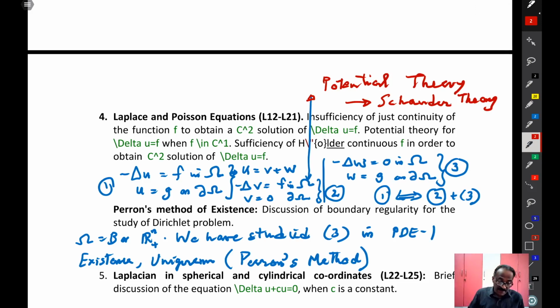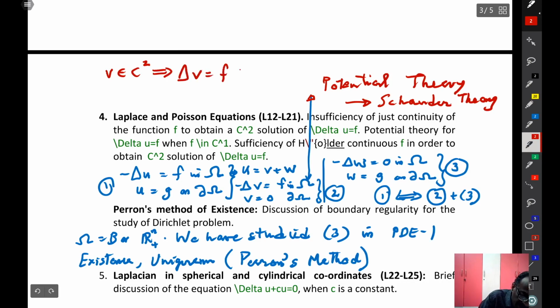The problem is that when you want to study this, normally we look for a solution v in C2. If v is in C2, this typically implies minus Laplacian v equal to f is a continuous function. So it's very natural to look for solutions when f is continuous. But unfortunately, just continuity of f is not enough. You will see this important thing: you need more to solve the problem.